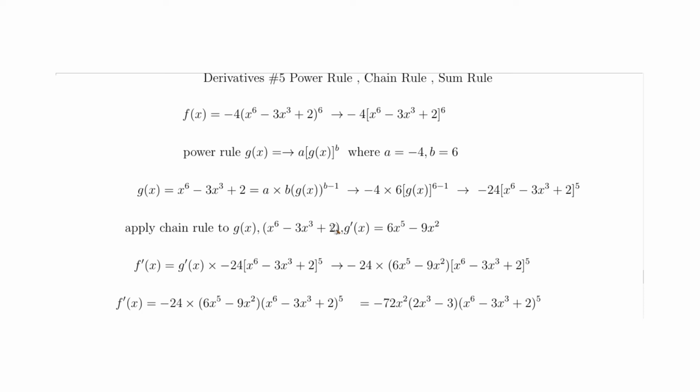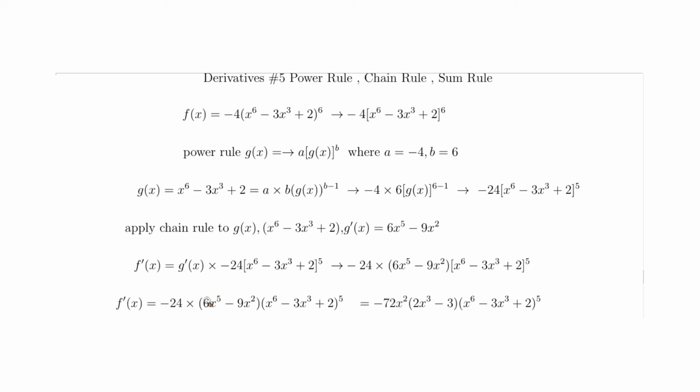So what does that leave us with so far? So we've got the derivative of inside times what we had before the first power rule, which is minus 24, and then something to the power of 5. So we have to multiply these all together. So we've got minus 24 times 6x to the 5 minus 9x squared times x to the 6 minus 3x cubed plus 2 to the power of 5, which we'll just write with normal brackets like that here. Okay, so what we can do now, we could simply leave it like that. To leave it like that is absolutely fine.